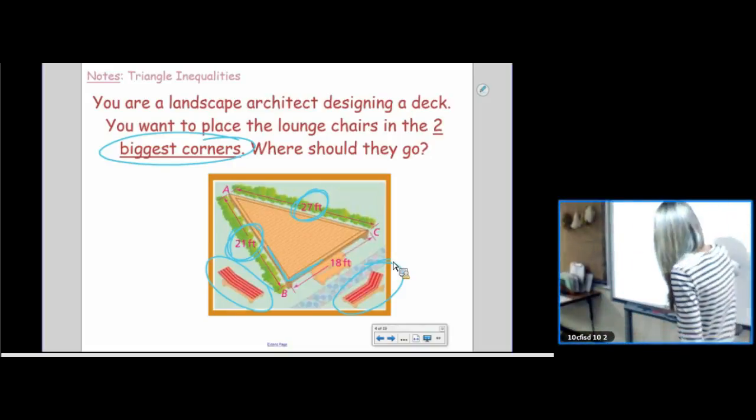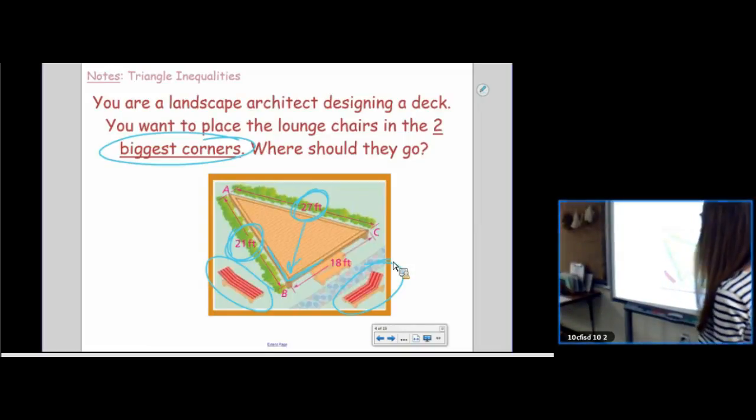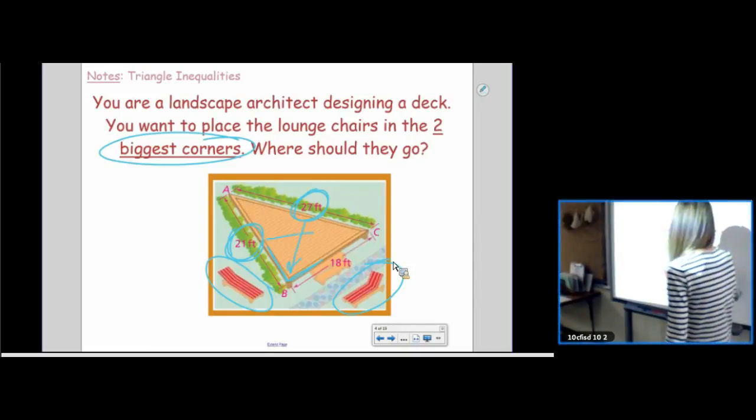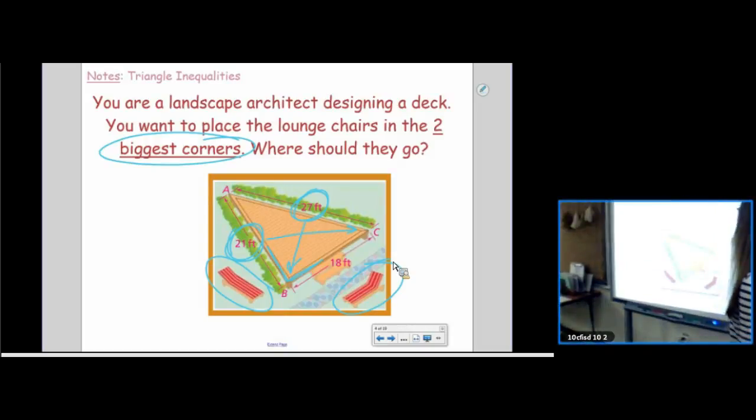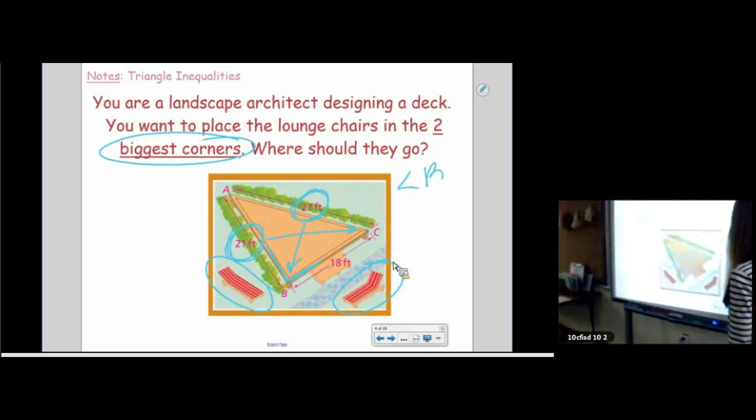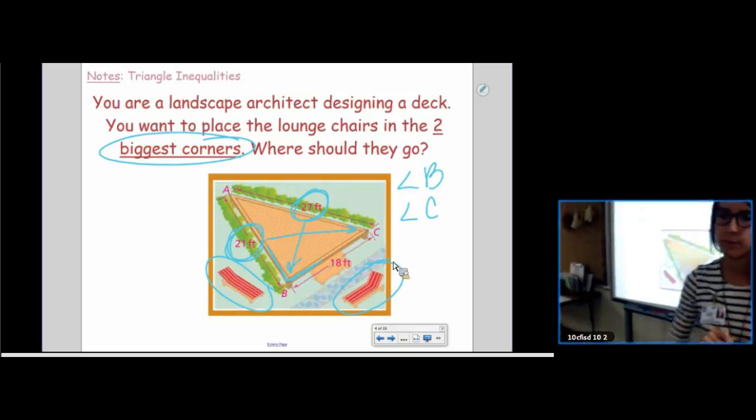What angle is opening up to 27? It's B. What angle is opening up to 21? It is C. So our two largest corners or angles would be angle B and angle C.